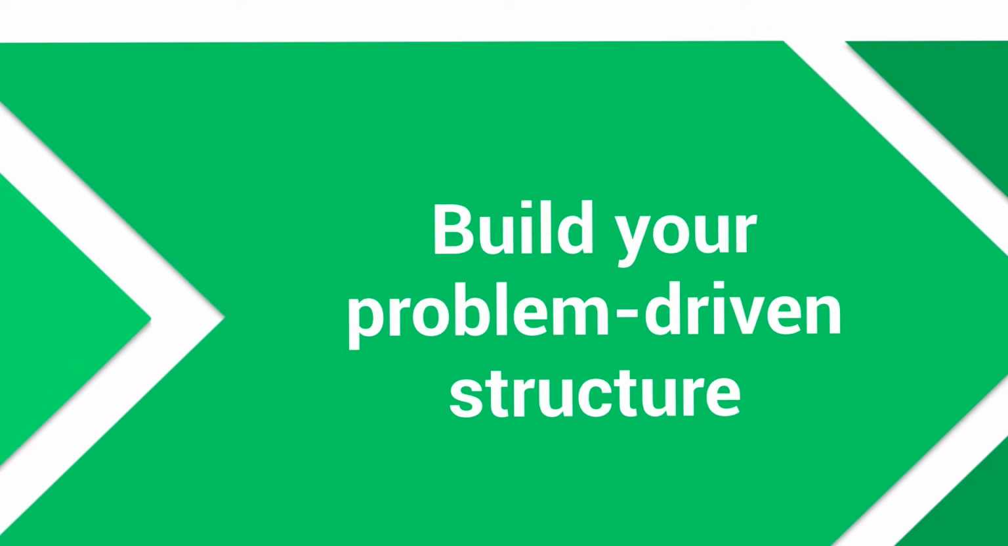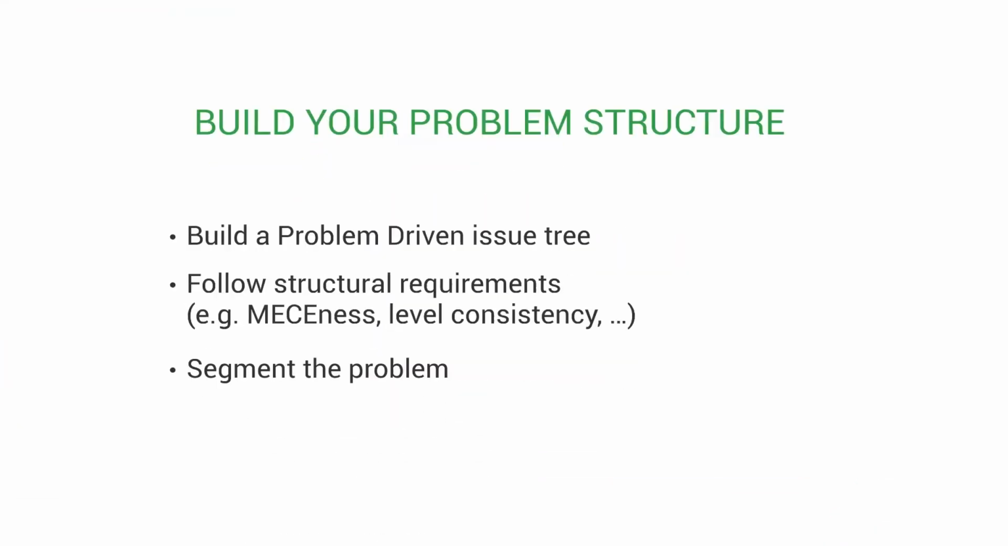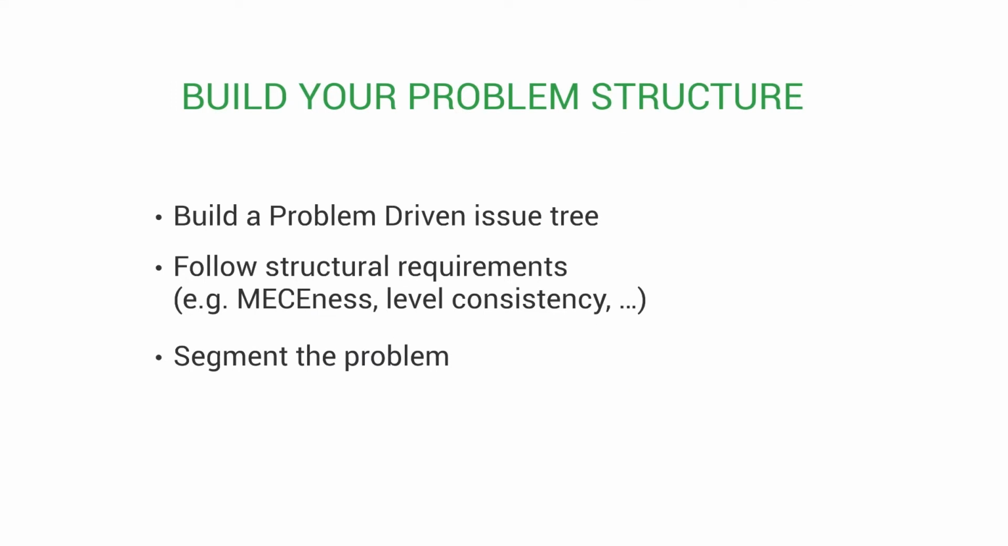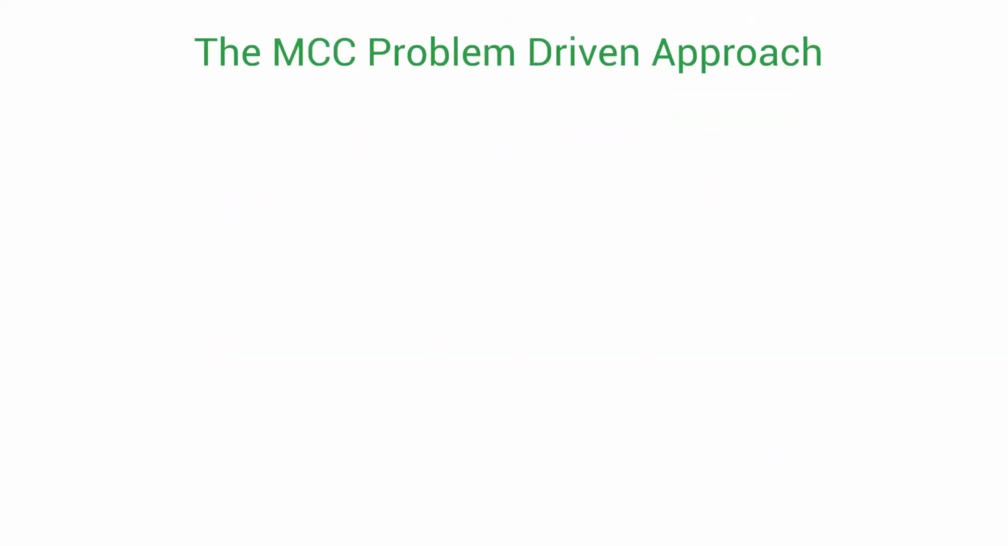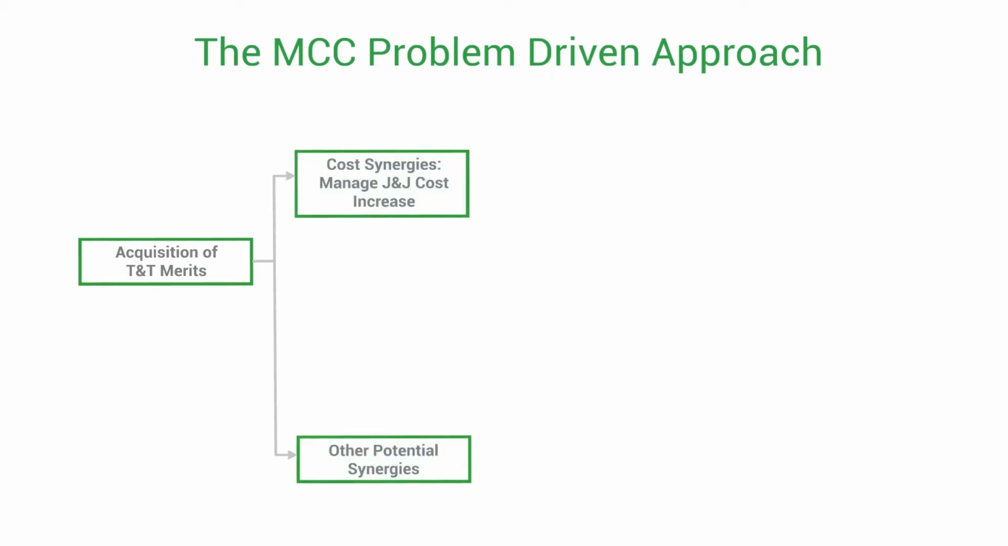The next step is to build your problem-driven structure. The structure needs to be a problem-driven issue tree, which follows structural requirements like messiness, level consistency, etc., and helps you segment the problem. Here is a possible structure. The reasons for the acquisition of T&T are twofold. 1 is cost synergies that will help manage the J&J's cost increase, and 2 is other possible synergies.